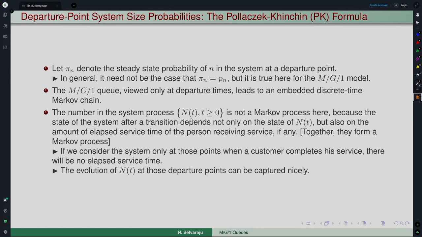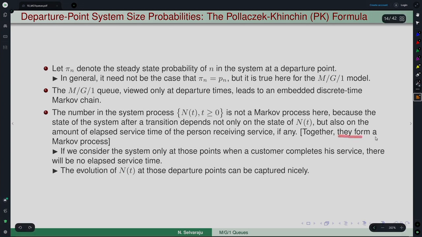Okay. Now, this was not the case in Markovian queuing models, because the elapsed time, or the residual lifetime, is again exponential, so one need not worry about that. But here it does matter, because the service time distribution does not have the memoryless property. So N(t) is not a Markov process, but if I call the amount of elapsed service time some other process, say Q(t), then (N(t), Q(t)) as a two dimensional process will be a Markov process.